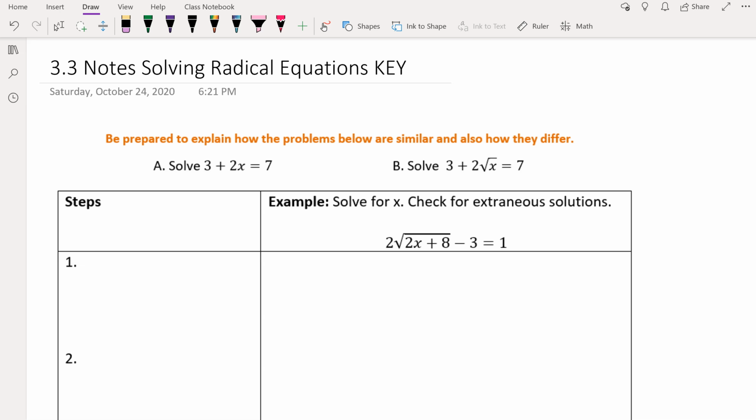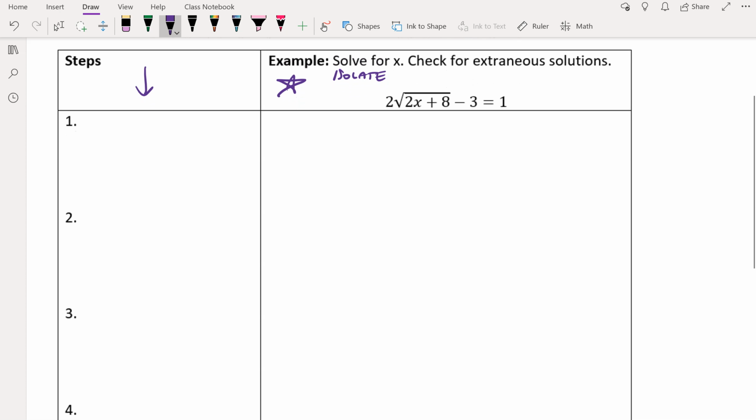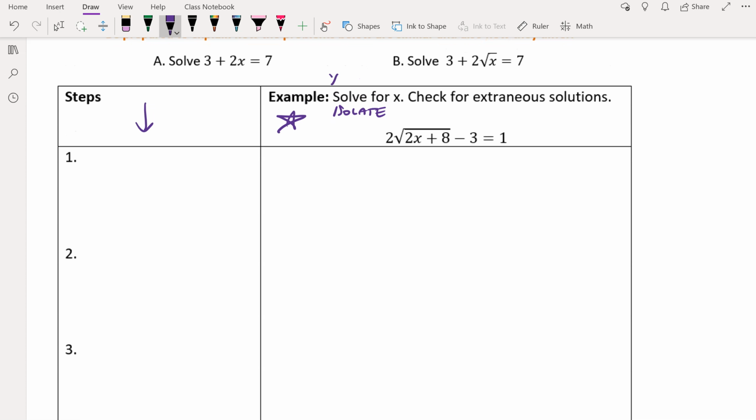All right, so let's go ahead and start notes for today. So get down this example and be prepared to write down 4 steps for this type of problem. All right, the example is solve for x. We are trying to isolate. Solve means isolate. Solve means your answer should look like x equals. That's what your answer should look like if you're solving. X equals something. So solve for x, and then check for extraneous solutions. We will talk about what extraneous solutions are in a second.